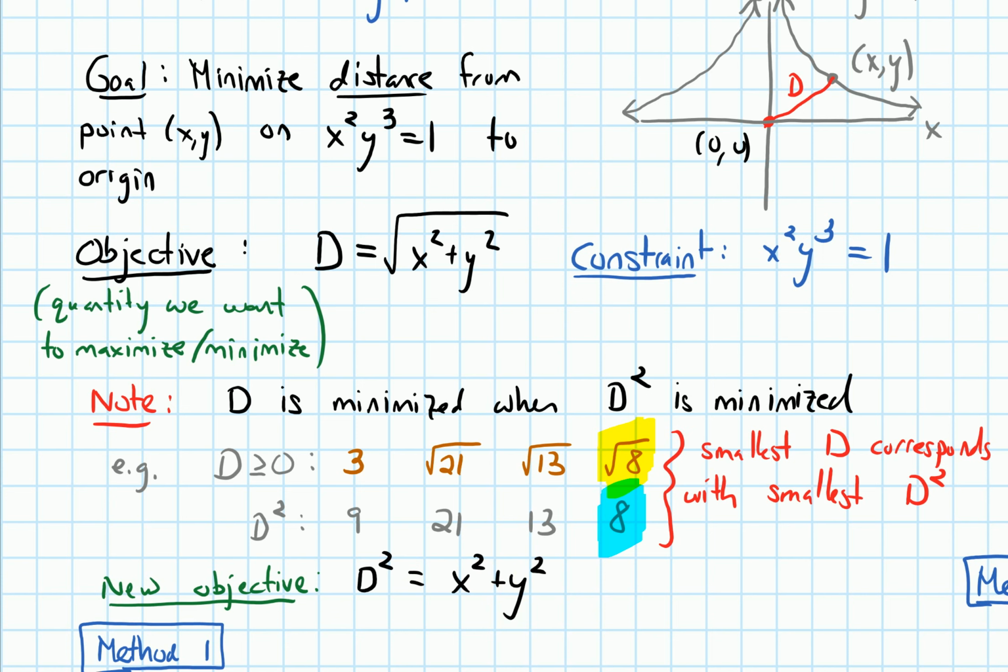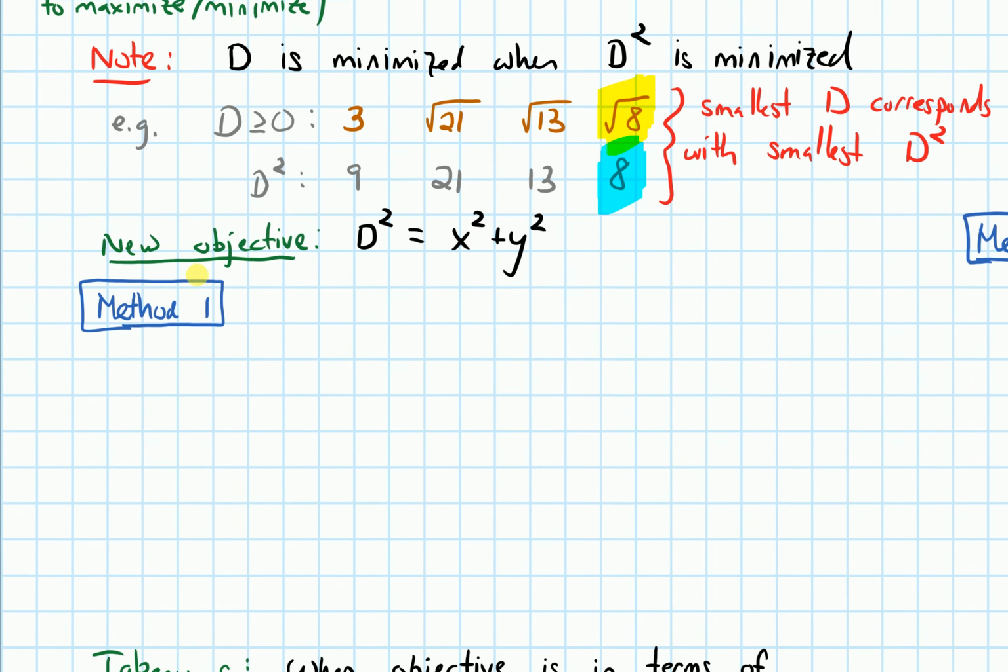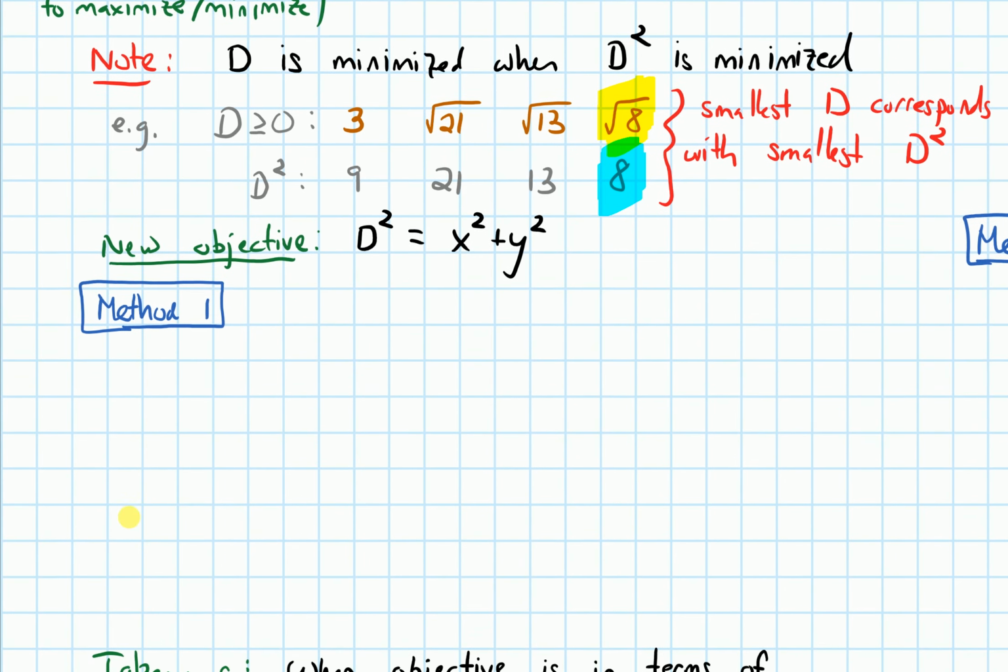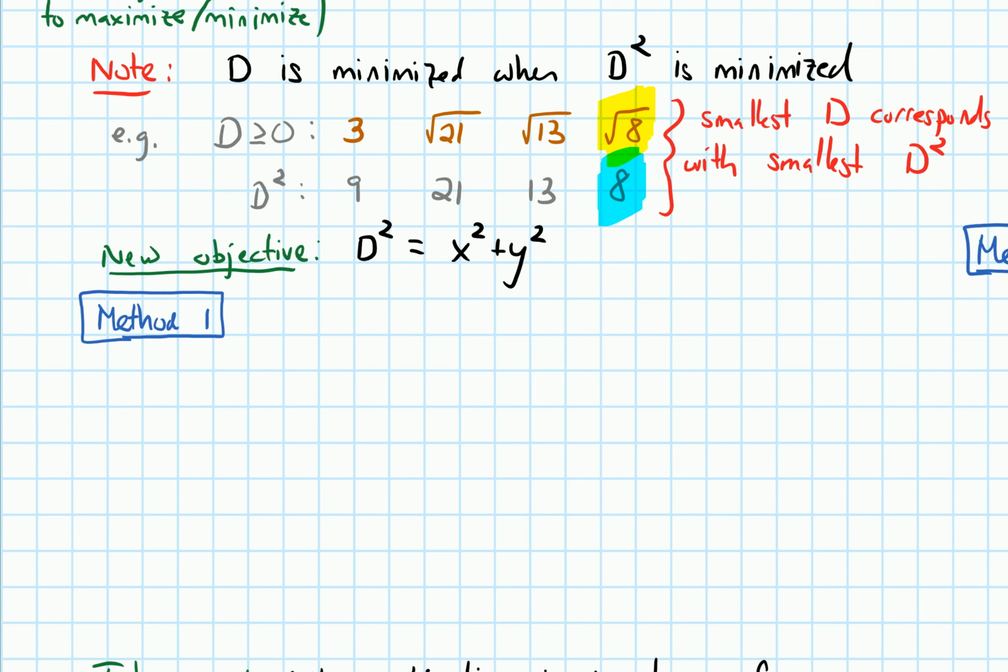And I am actually going to try to minimize this function. Because if I can minimize this, the x and y values that minimize this are also going to minimize the square root of this thing. Okay, so I'm going to do this in two ways. Method one is, how would we do this using our previous knowledge?